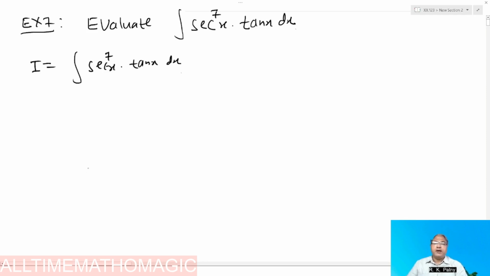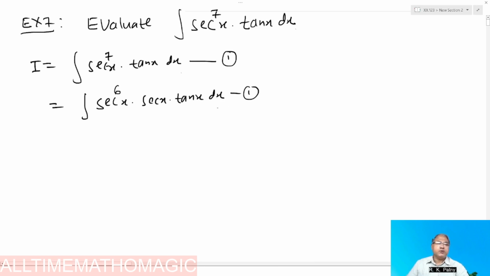So, step number 1, let I equals integration of sec raised to 7x into tan x with respect to x. Equation number 1. Whenever sec x and tan x are given in the question and they are multiplied, you can separate like this. Sec raised to 7x can be written as sec raised to 6x into sec x into tan x with respect to x, because you know that the derivative of sec x is nothing but sec x into tan x. So call it equation number 1.